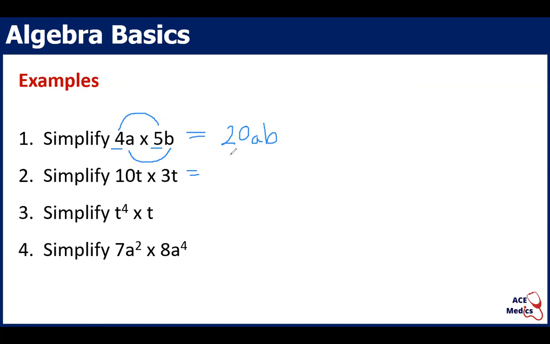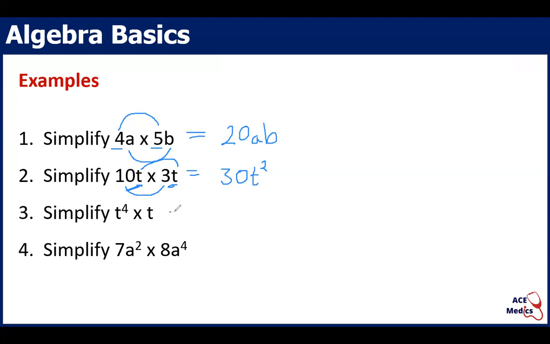I feel like this is just covering a lot of basics, or just the principles behind it for most of you. Now, if we've got 10t times 3t, our 10 and our 3 are going to get multiplied, and our t and our t are going to get multiplied. So 10 times 3 is 30. And we said if we have two of the same letters being multiplied together, we're going to have t squared.